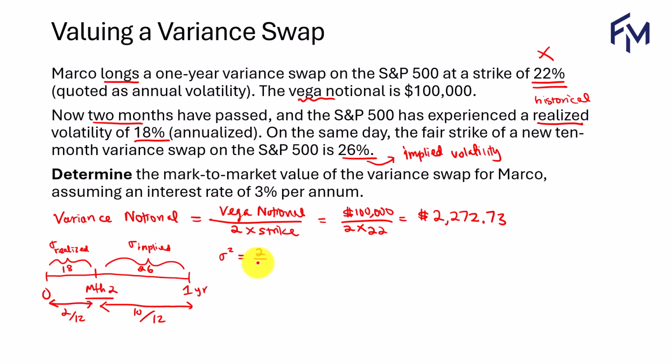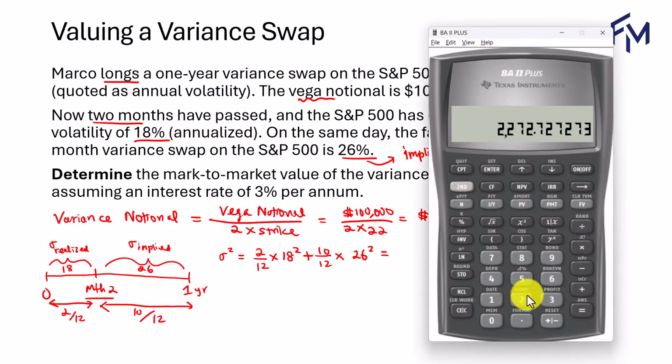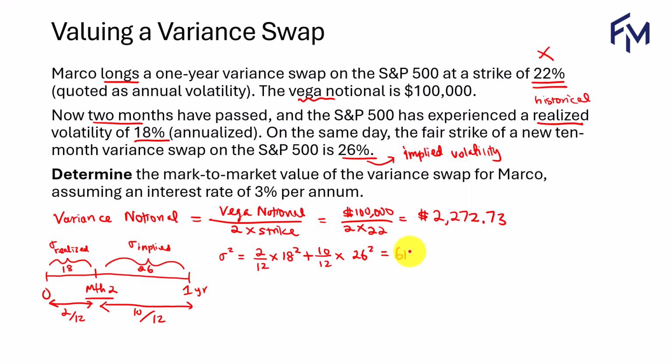So that's 2 over 12, 2 months out of 12 months, times 18 squared. It has to be the variance. Plus 10 over 12 times 26 squared. So what does that give us? 2 over 12 times 18 squared plus 10 over 12 times 26 squared gives us 617.33.